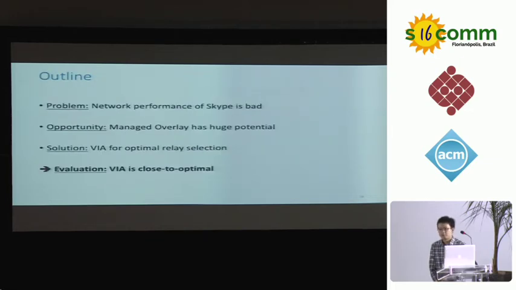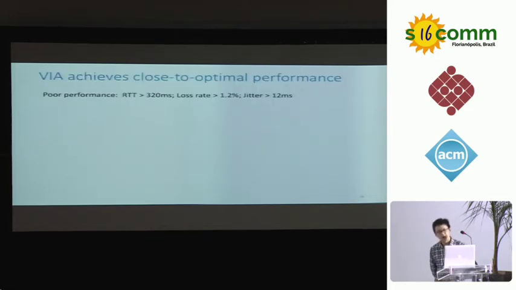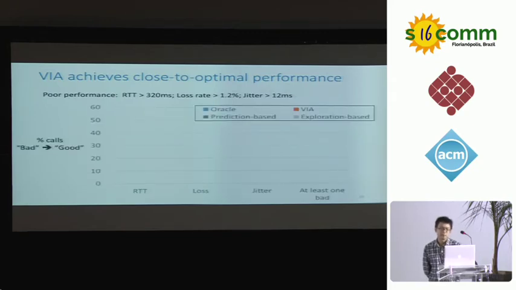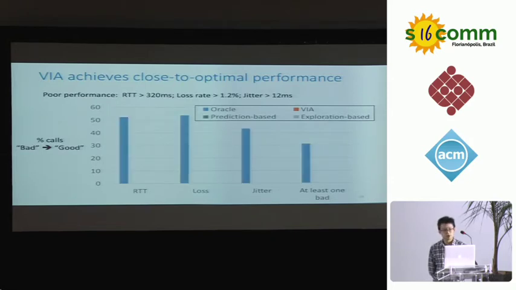So finally, evaluation. First, let's see how much of the managed overlay's benefit can be realized by VIA. Okay, that's our first-level question. Here, the y-axis is the fraction of bad performance calls that can be improved by managed overlay. The higher, the better. The blue bars show the improvement by the oracle that we have seen before, which is the optimal. Now, the red bars show the improvement by VIA.